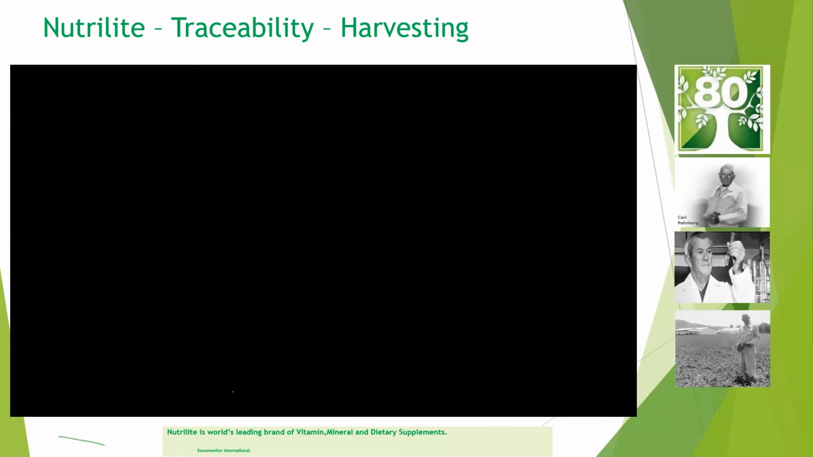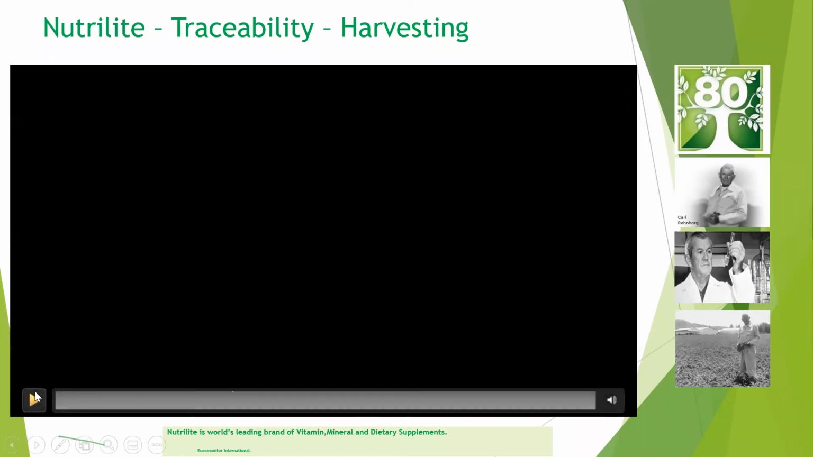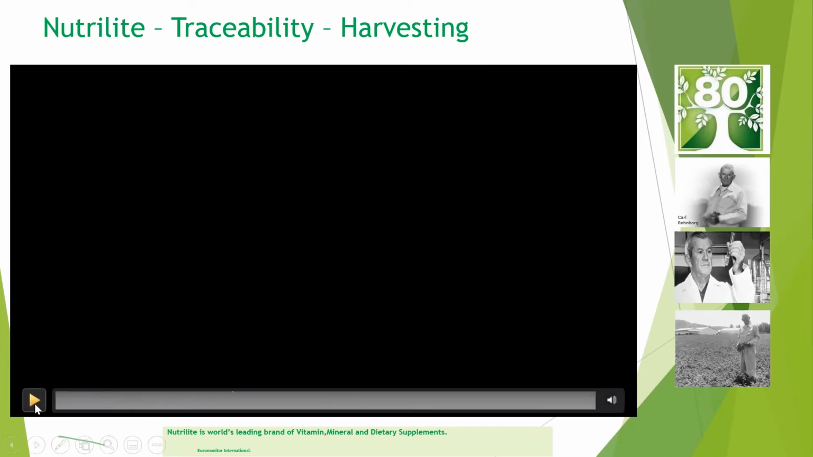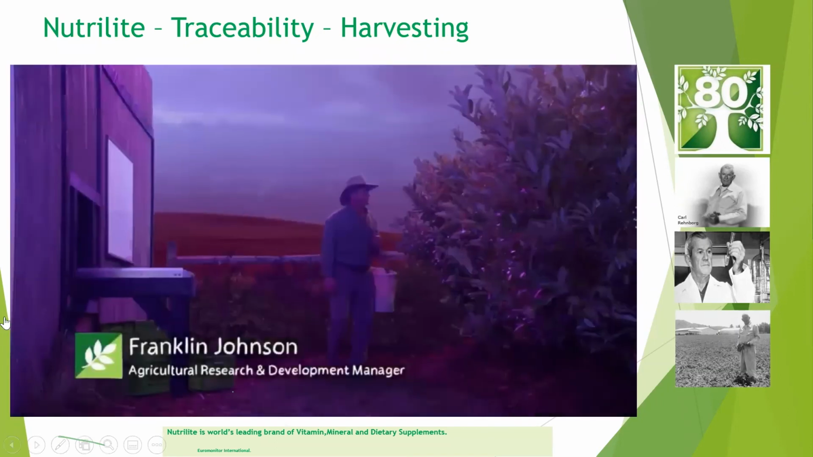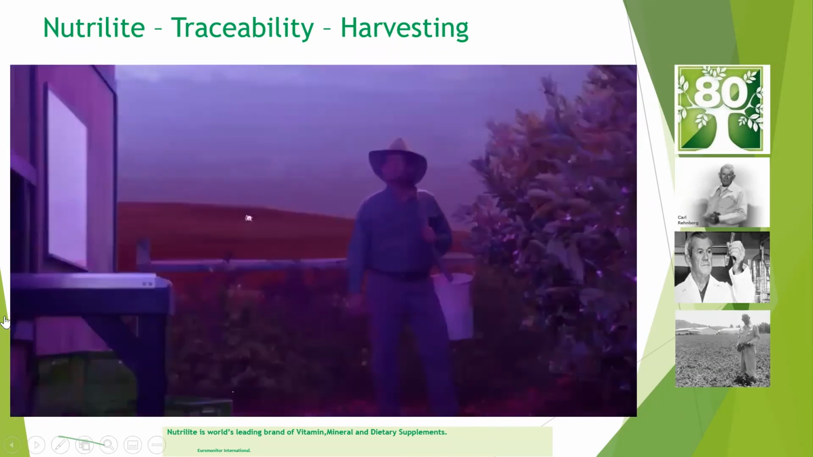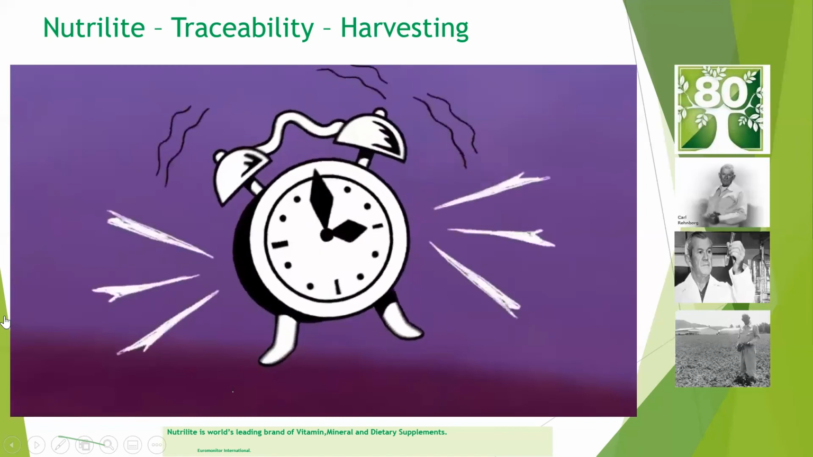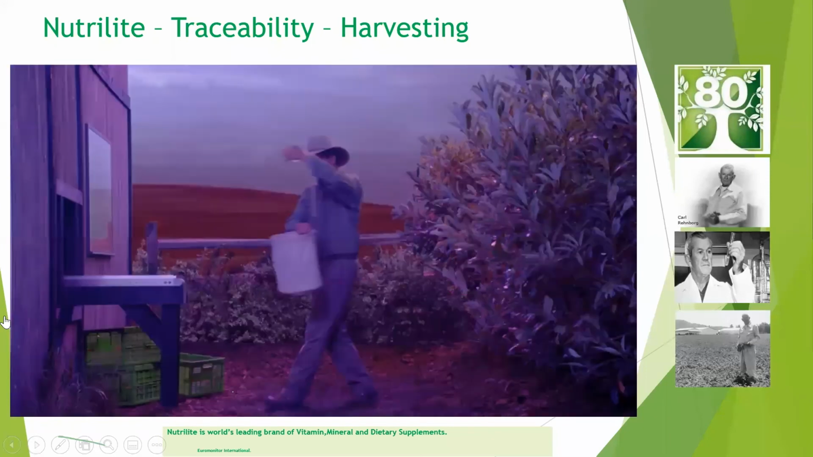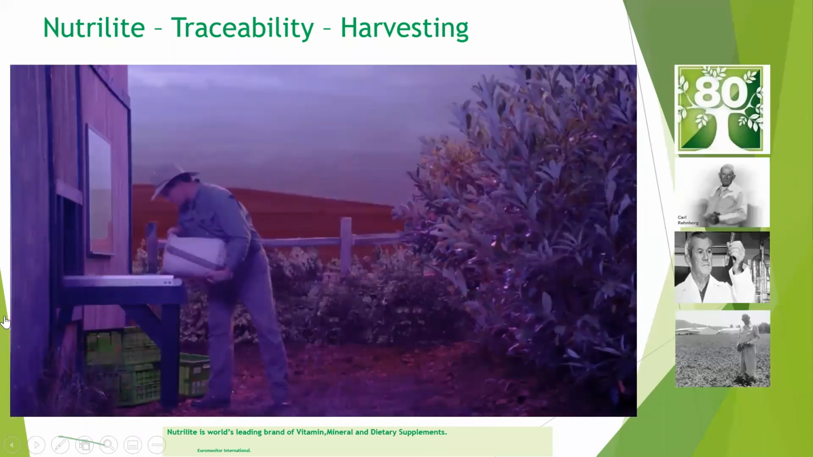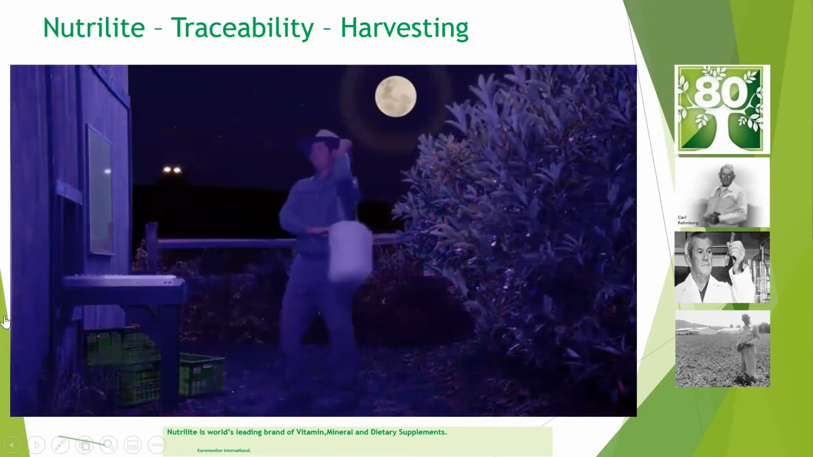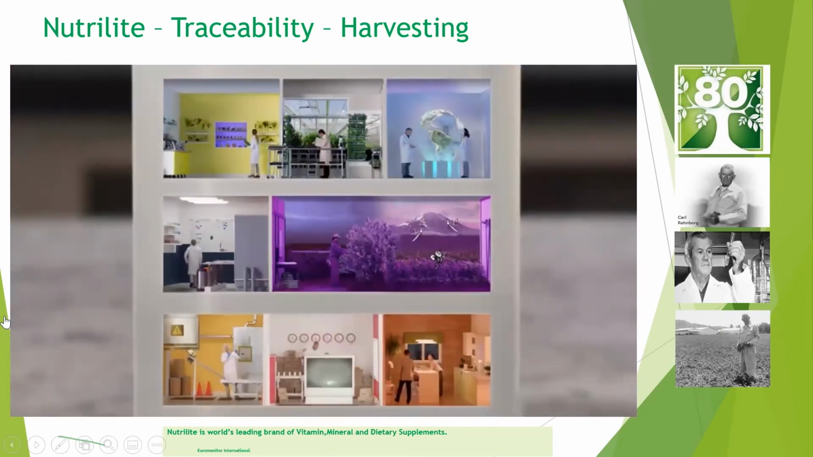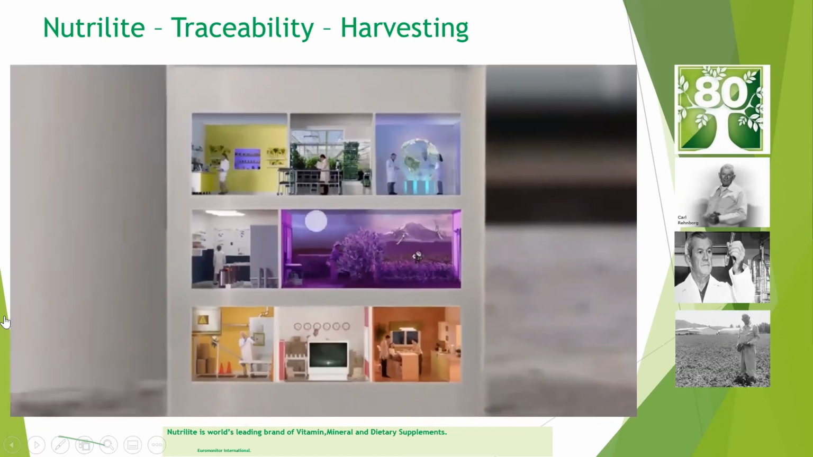So next, once you have grown it, how are you going to ensure that you're harvesting at the right time and you are ensuring that the nutrients will be intact? Imagine a farm that understands its plants so well that it knows the precise moment the plant's nutrient levels are optimal, even if that means picking green cherries instead of red. Imagine farmers choosing that precise moment to harvest, even if it meant getting up at 3 a.m. This is a world you don't have to imagine. This is the real world of Nutrilite traceability.